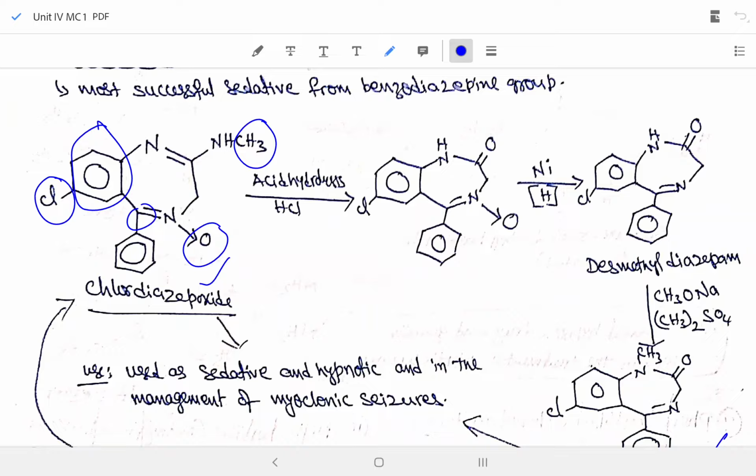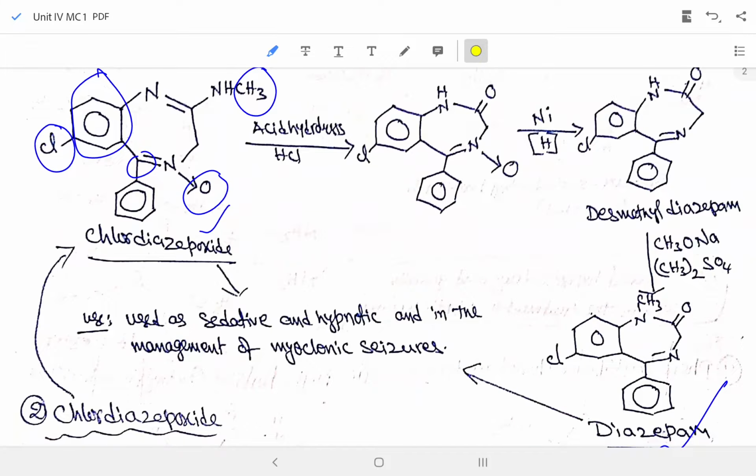Okay. In the first step, there is a loss of the methyl group, and NH is gradually removed with the help of nickel. And if you observe the similarities in the structures of diazepam and chlordiazepoxide, there is only a lack of NHCH3 in diazepam, where it is present in chlordiazepoxide, and this N oxide is removed. Okay, right? This is how the synthesis of diazepam takes place.